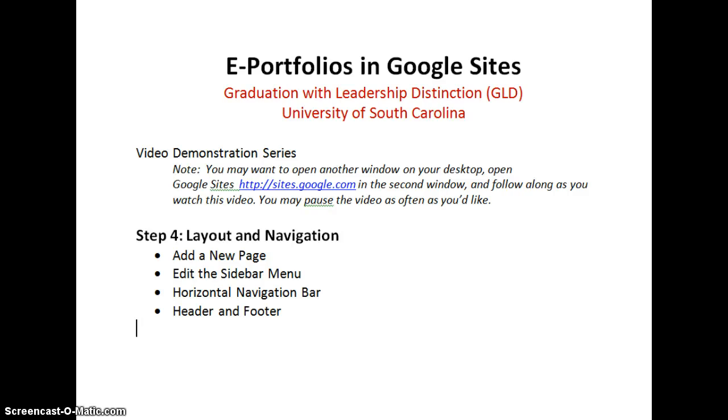Okay, this is the fourth video in the series of developing your e-portfolio in Google Sites. In this one, we're going to do layout and navigation, and we're going to talk quickly about adding a new page, show you how to edit the sidebar menu, and if you have a template that uses the horizontal navigation bar, I'll show you how you can either add that or you can modify that. Then we'll also talk quickly about headers and footers.